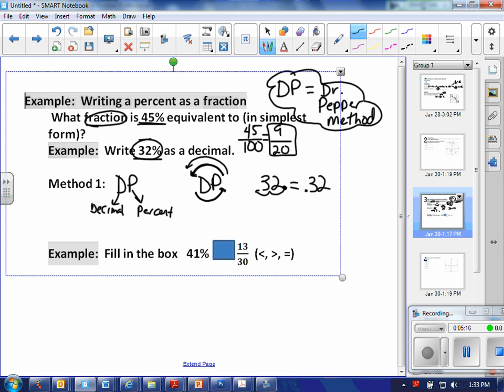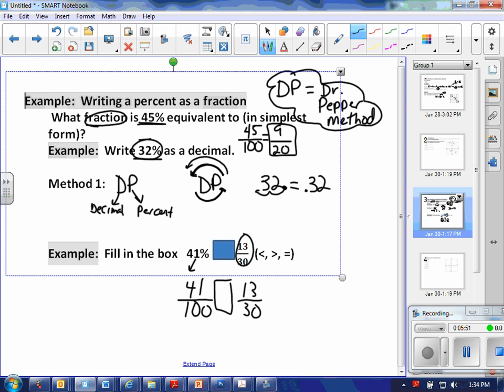Okay? I'm going to do one more in this example problem. So it says fill in the box. What is greater? Well, in my opinion, you can do one of two things. 2 ways you can do this problem. If you have a fraction here, you can go ahead and keep that as a fraction. We could change this to a fraction. Now, what you'll find is that you could change 41% to 41 out of 100. And then you're comparing 13 over 30 to 41 over 100.